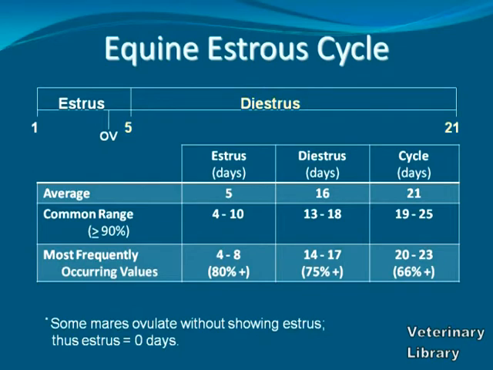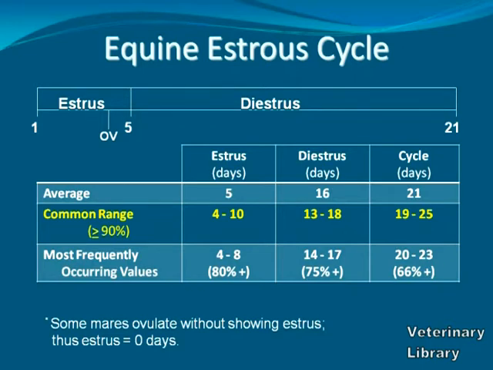On the bottom portion of this slide is a chart that lists the averages, common ranges, and most frequently occurring values for estrus and diestrus and the total cycle. The averages that were illustrated in the diagram above are listed in the first line: 5 days for estrus, 16 days for diestrus, and 21 days for the total cycle. The common range for 90% or more of the mares is 4 to 10 days for estrus, 13 to 18 days for diestrus, and 19 to 25 days for the total cycle.